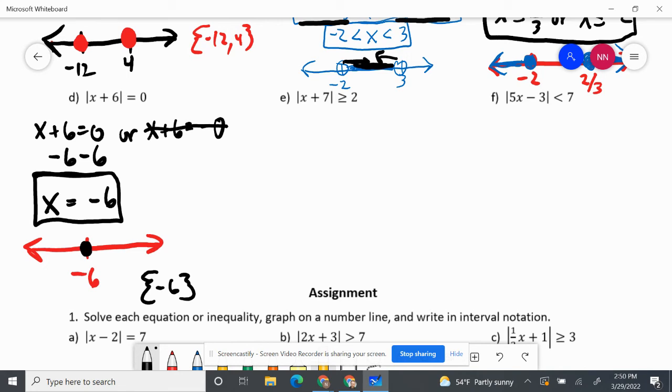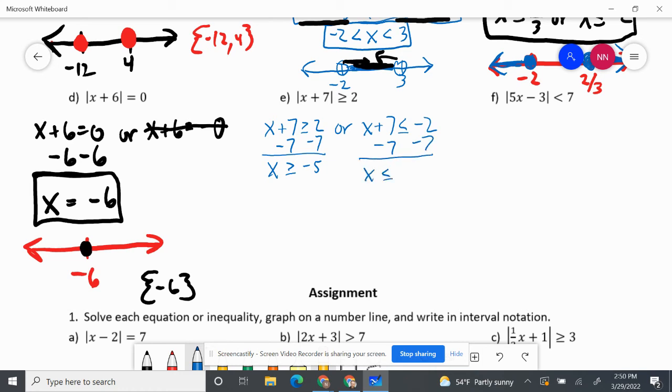For the next one, what we're going to do is write the 2 different inequalities. We have x plus 7 is greater than or equal to 2. That's an or statement. And then I have x plus 7 is less than or equal to negative 2. What I'm going to do is solve it at the same time. So I subtract the 7, and I get x is greater than or equal to negative 5. Subtract the 7, and I get x is less than or equal to negative 9. So that right there would be my answer. This is an or statement.